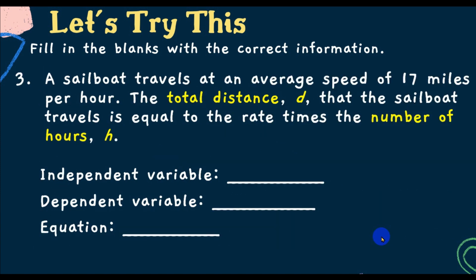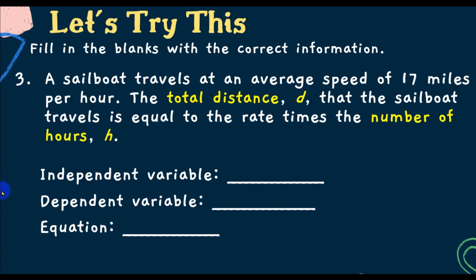Okay? Then number 3, a sailboat travels at an average speed of 17 miles per hour. So, yun yung ating speed. The total distance d that the sailboat travels is equal to the rate times the number of hours h. What will be the independent variable, the dependent variable, and the equation that we can form from these statements? Alin nga kaya? Yung distance ba magbabago pag nagbago yung hours na nagta-travel yung sailboat, or yung number of hours ba magbabago pag nagbago yung distance na tinatakbo? So which one is the independent and the dependent variable?